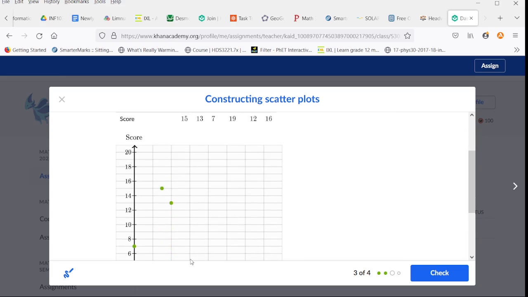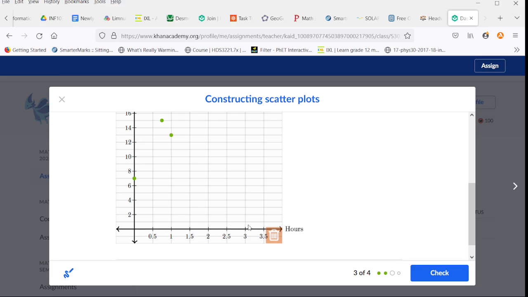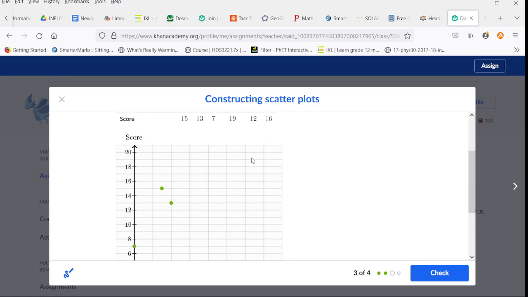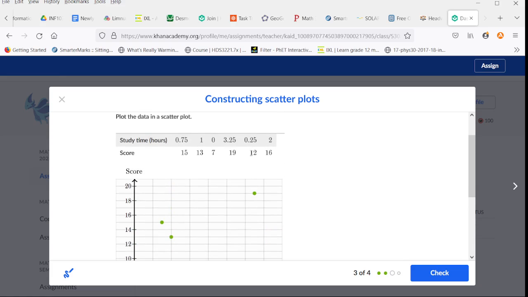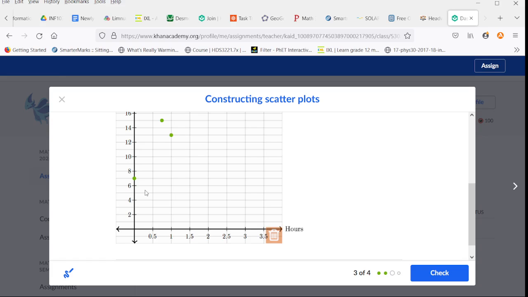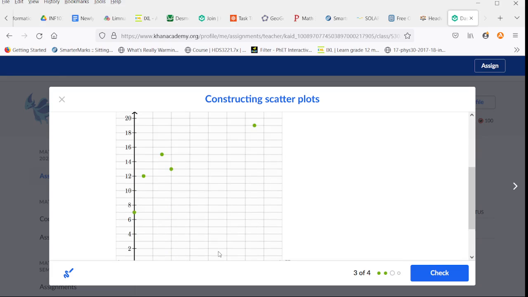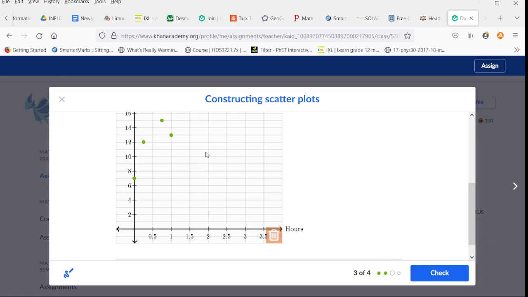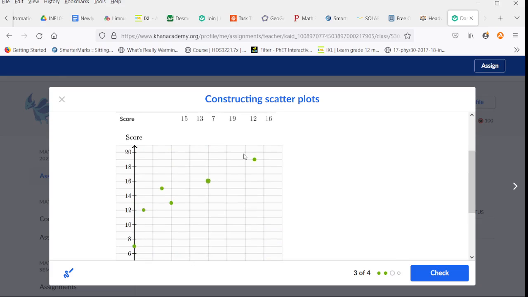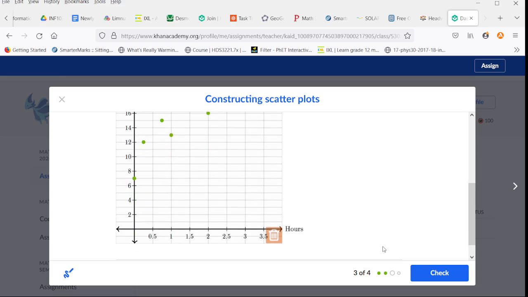We have a score of 19 after 3.25 hours. So we find our 3.25 here and scroll up to the 19. A score of 12 after 0.25 hours, or 15 minutes. And a score of 16 after 2 hours. So here is our scatter plot.